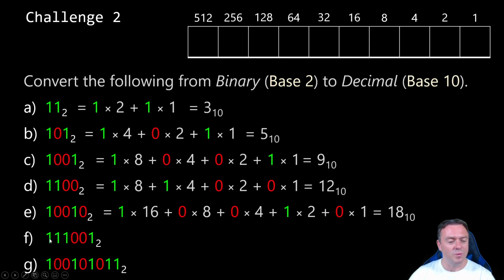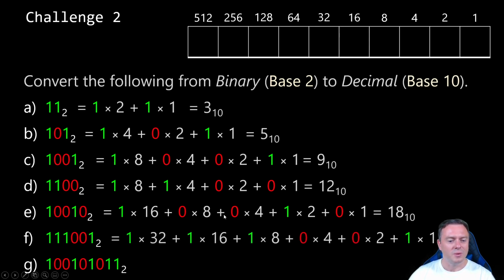So this one then, 1, 1, 0, 0, 1, 1. So we've got a 1 there, a 1, a 0, a 0, a 1, a 1. So we're up to the 32s. So we have one lot of 32, one lot of 16, one lot of 8, no 4s, no 2s, and a 1, which gives us 57.